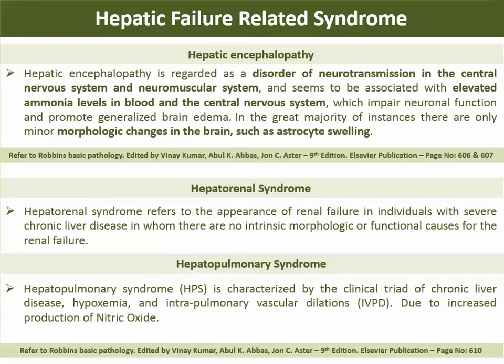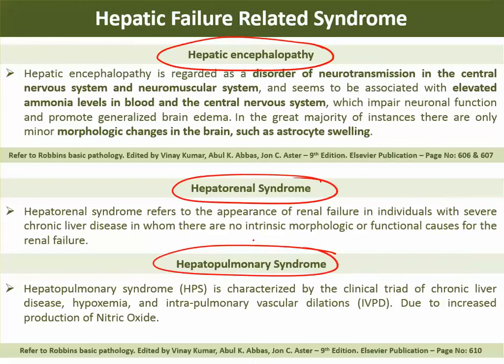Now coming to the three syndromes that happen when there is liver failure: hepatic encephalopathy, hepatorenal syndrome, and hepatopulmonary syndrome. Hepatic encephalopathy, as I told earlier, is due to increased ammonia level that will damage the astrocytes, the supporting cells in the brain. The neurotransmission is affected, which leads to confusion, deterioration, and slowly they develop coma, and a characteristic tremor called asterixis.